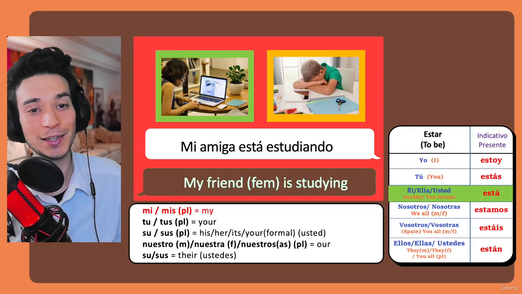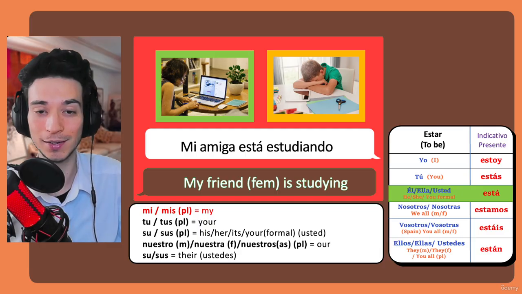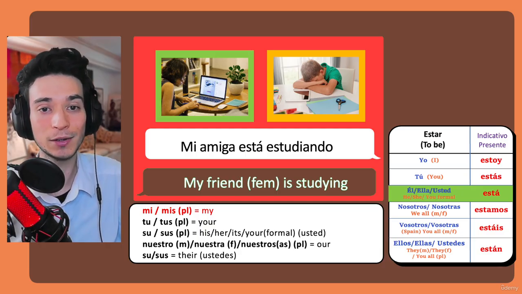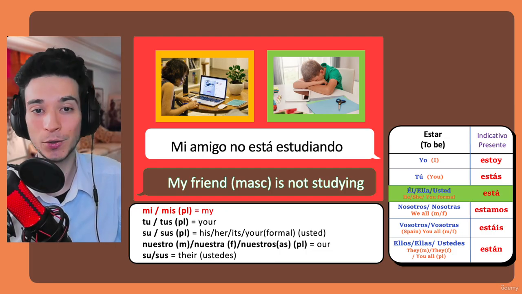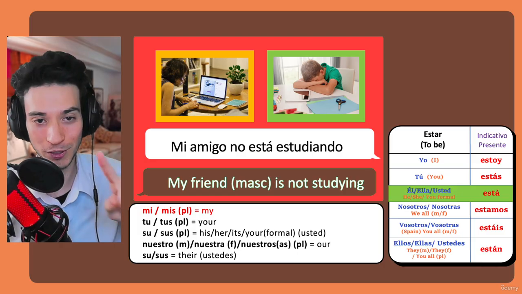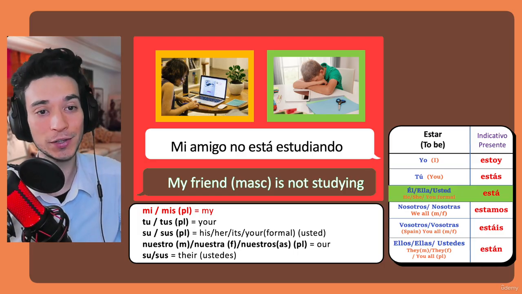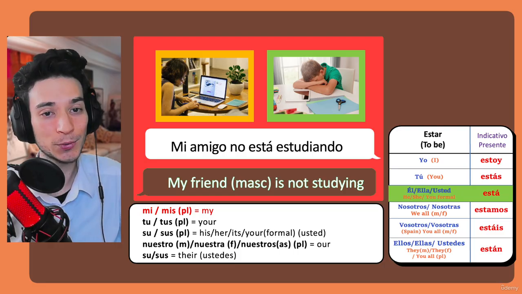Okay, so the example we have is mi amiga está estudiando. My friend, female friend, is studying. Mi amiga está estudiando. And the next one is mi amigo no está estudiando. My friend, which we know is masculine, is not studying. Okay, so let's try the next one.